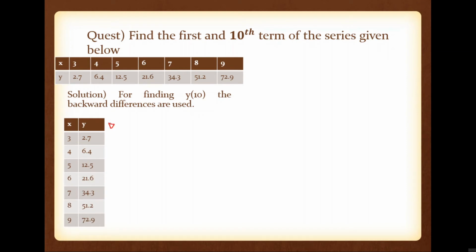First we have to find del y. So you have to start from the last position, from this position up to this position. Always the first element is absent for del y. So what is backward difference? Current value minus the previous value.